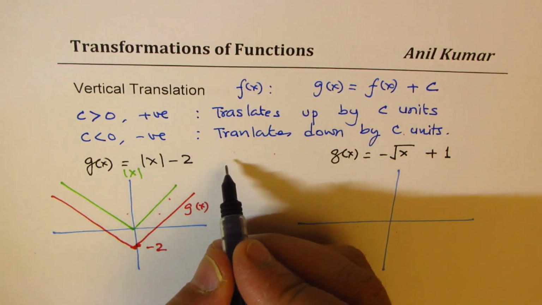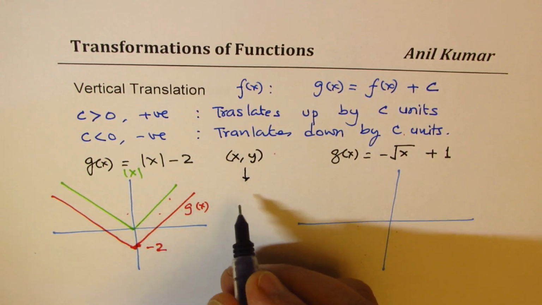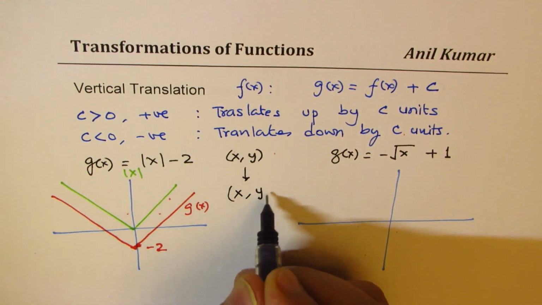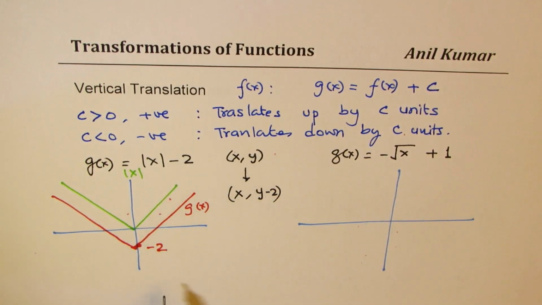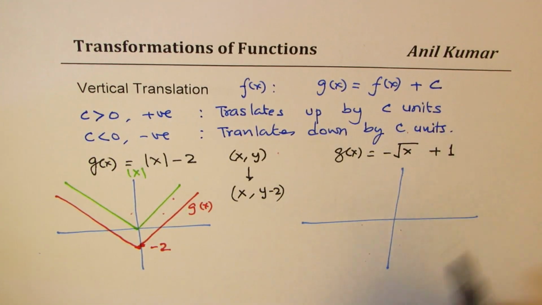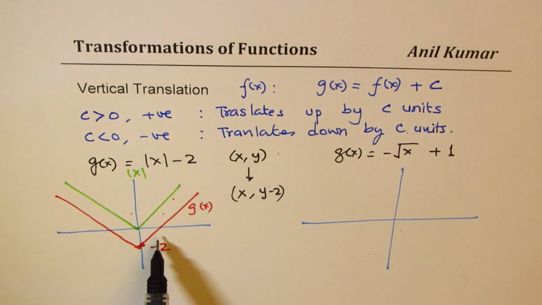As far as the points are concerned, any coordinate point x and y will now become, x remains the same, but y value becomes less by 2. That's what it means, right? Or less by c, you can say, plus c, you could say that. For this particular function, less by 2 units as shown here.